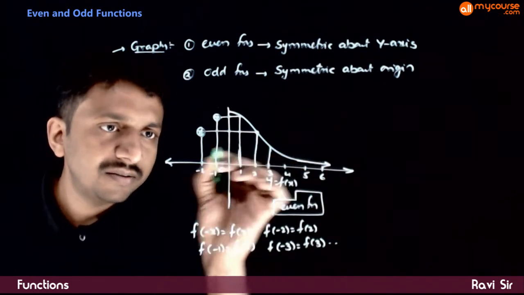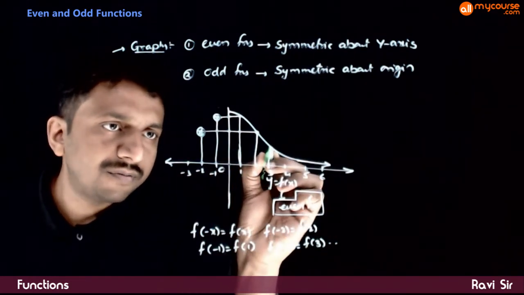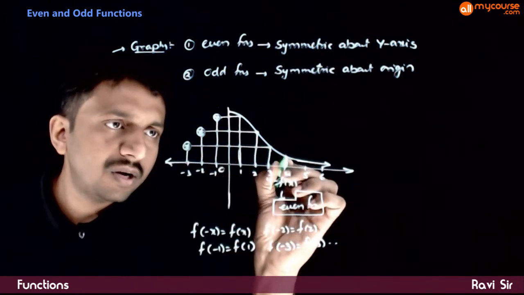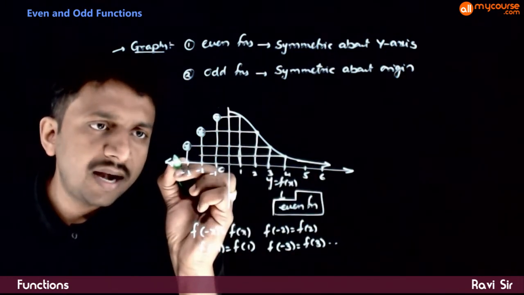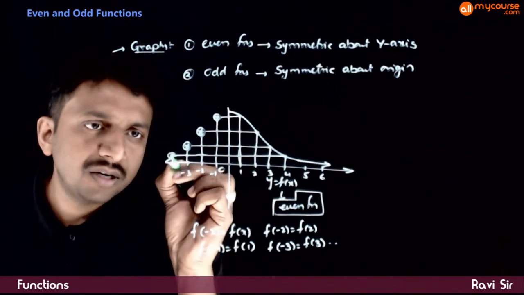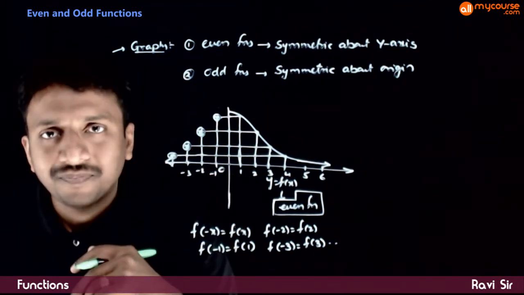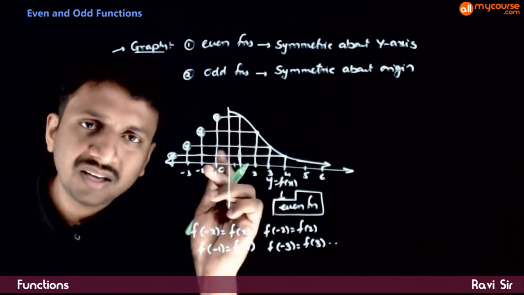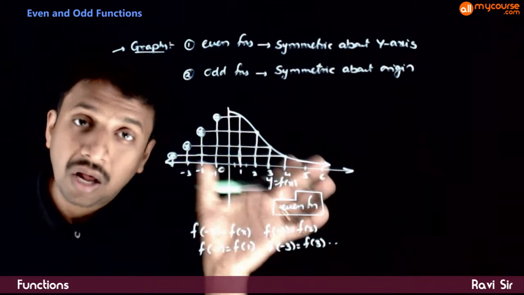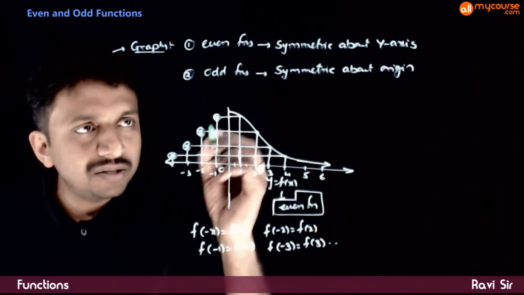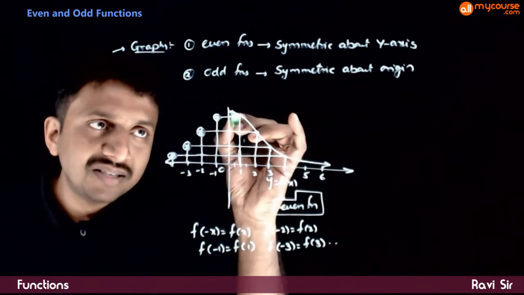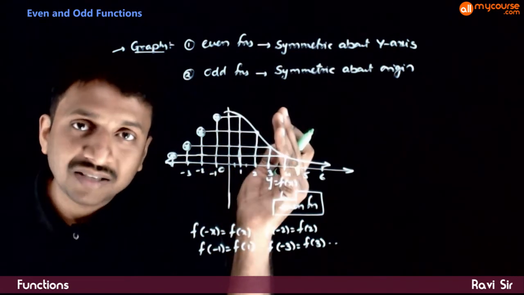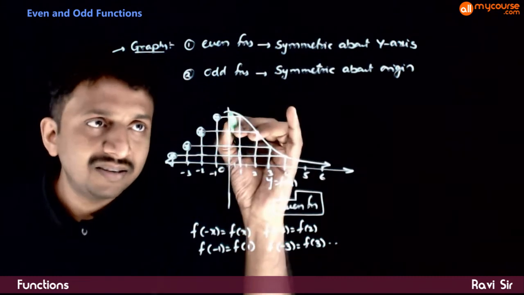Similarly, f of 3 and f of minus 3, f of 4 and f of minus 4, and it has to go on. And this has to be valid for every number in between 0, 1, 2, 3, for all real numbers. So as you draw the graph, you can see that the graph on the left follows exactly the same path as the path on the right side.